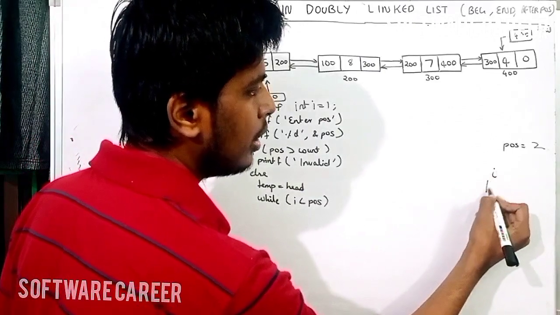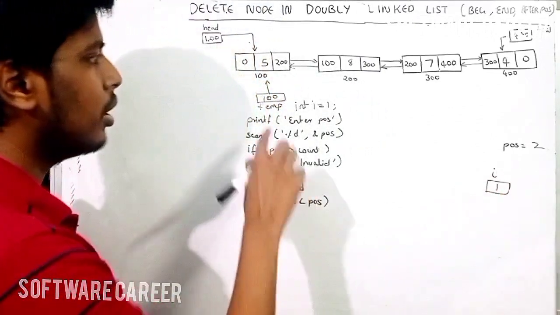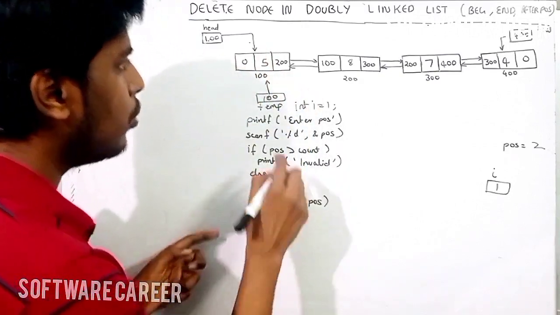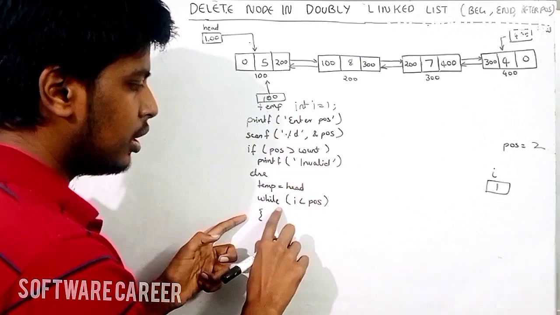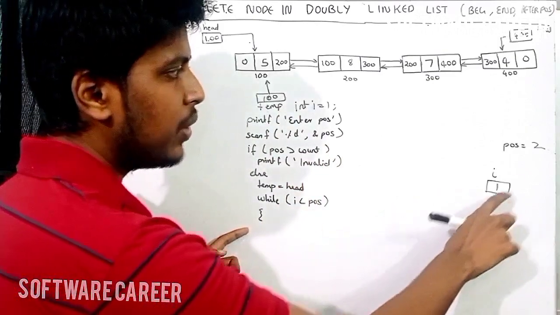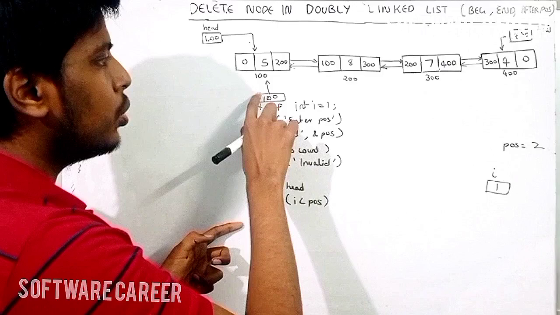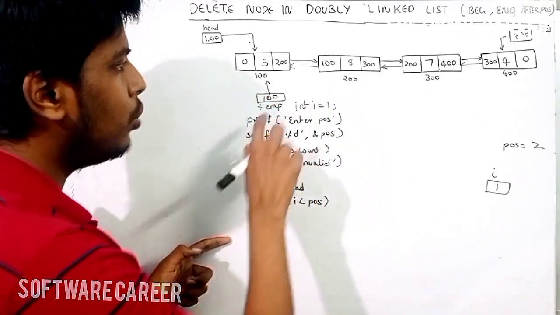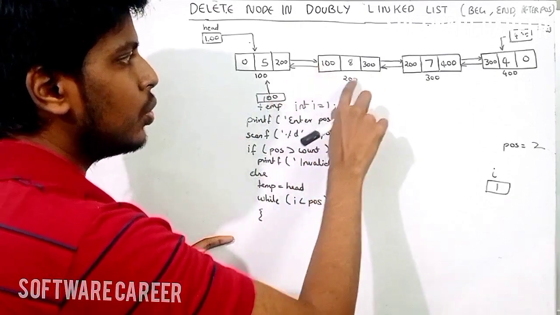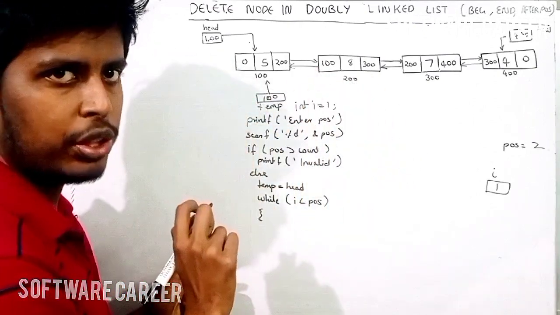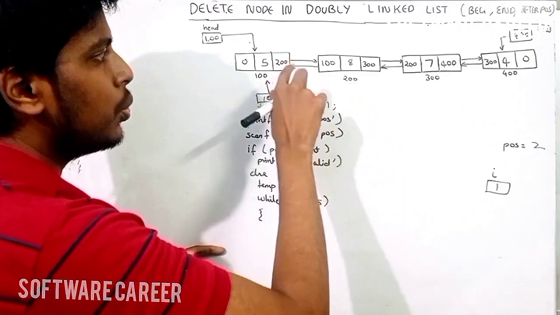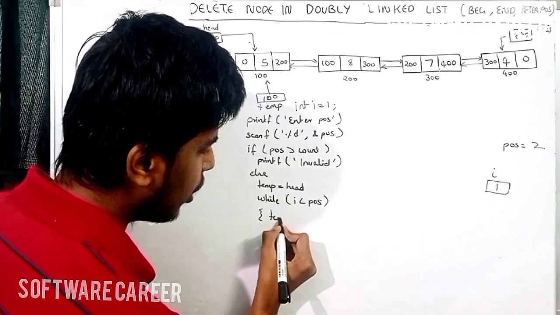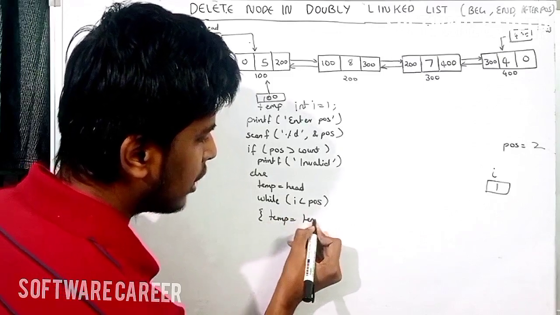So see here, i is 1. Temp pointer is pointing to first node. Now you should check this condition whether i is less than position. i is 1, 1 is less than 2. So you should enter into this statement, that is you should move the temp pointer one step forward. So how to move? The address of this node is 200. 200 should be stored in this temp pointer. Where can you get 200? 200 is stored in the next pointer of this node. So see here, temp equals to temp next.